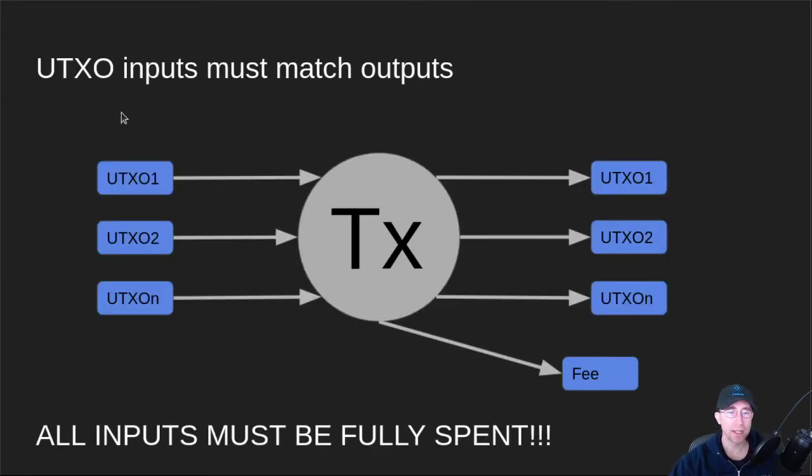When you're sending a transaction in most wallets, it has a single input and usually more than one output, but it could be just a single output. But the reality is you can have any number of UTXOs in and any number of UTXOs out. The thing is that all of those inputs must be fully spent. So once you use a UTXO, it's gone. It doesn't exist anymore at the tip of the ledger chain.